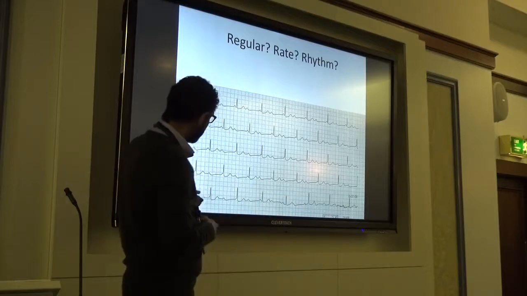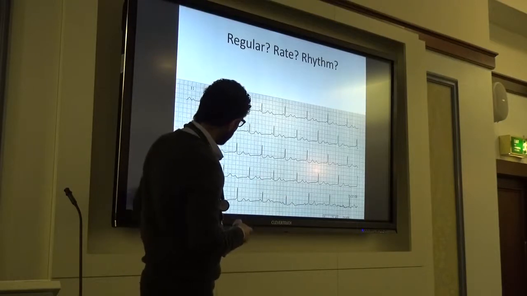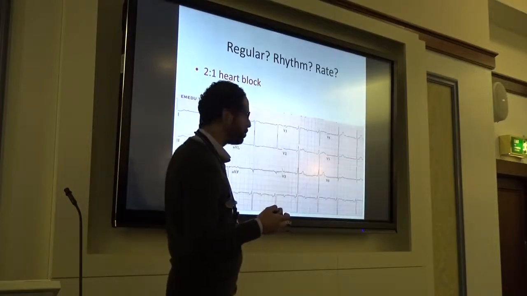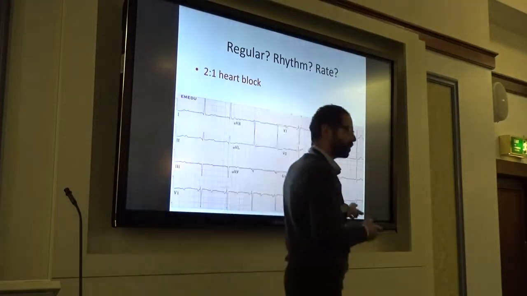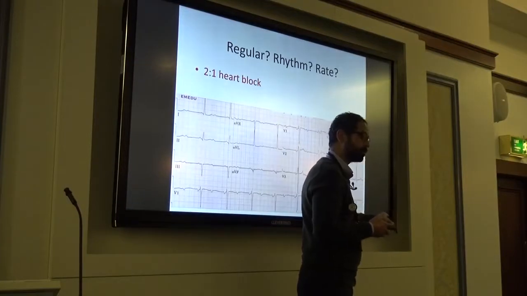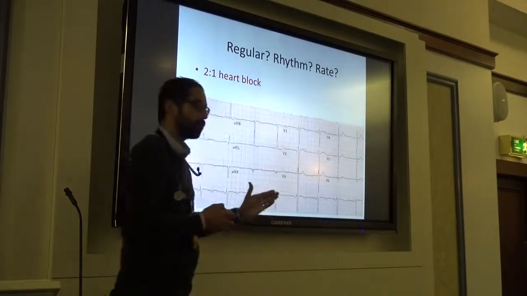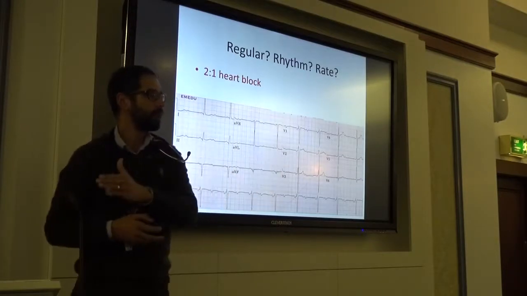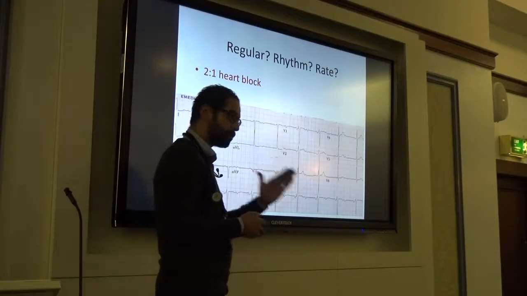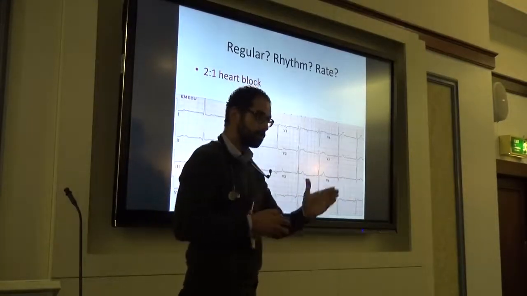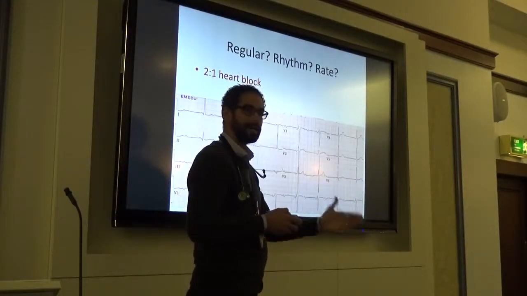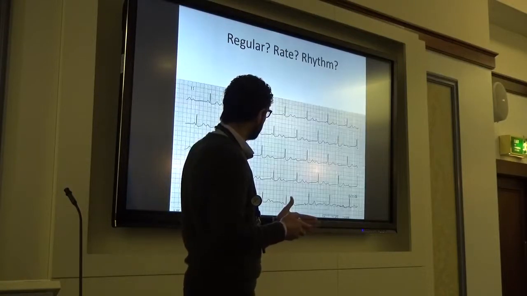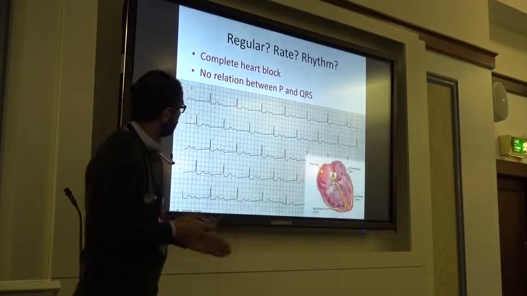Okay? So if you ever see an ECG where the P waves are not really maintaining this nice relationship, boom, boom, tap, boom, boom, tap, boom, boom, tap, yeah? 2 to 1 heart block, or 3 to 1 heart block, or 4 to 1 heart block, where you see boom, boom, boom, boom, tap, boom, boom, boom, boom, tap. So you're seeing P waves, but you're not seeing a standard relationship or a rhythm to them in relation to the QRS. Yeah? Good.